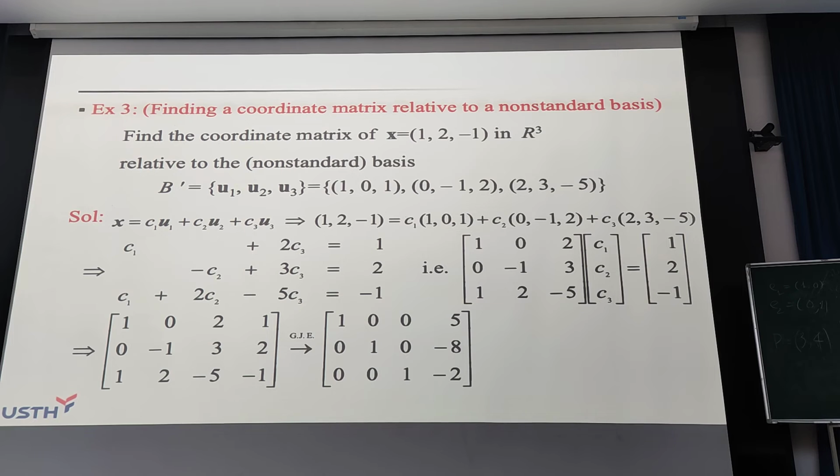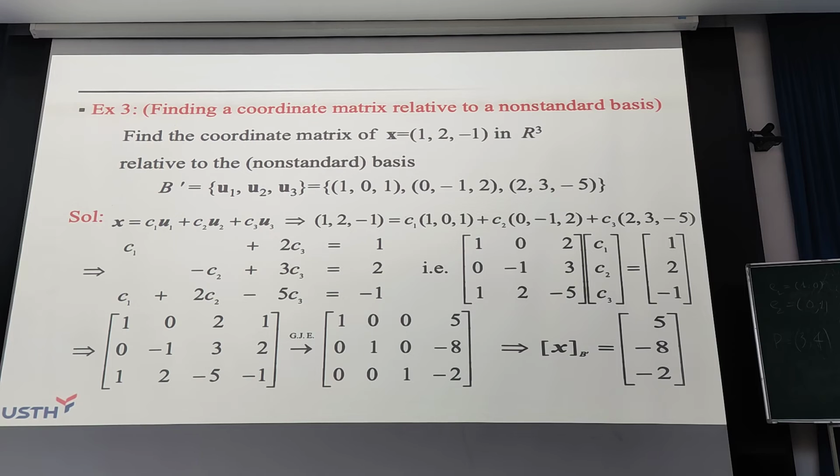Gauss-Jordan elimination will lead to here. It means that we have a solution 5, minus 8 and minus 2. And that is the coordinate of x according to the basis B prime. So 1, 2 and minus 1, that is the coordinate of x according to the standard basis, but the coordinate of x according to the non-standard basis B prime will be that one, 5, minus 8, minus 2.